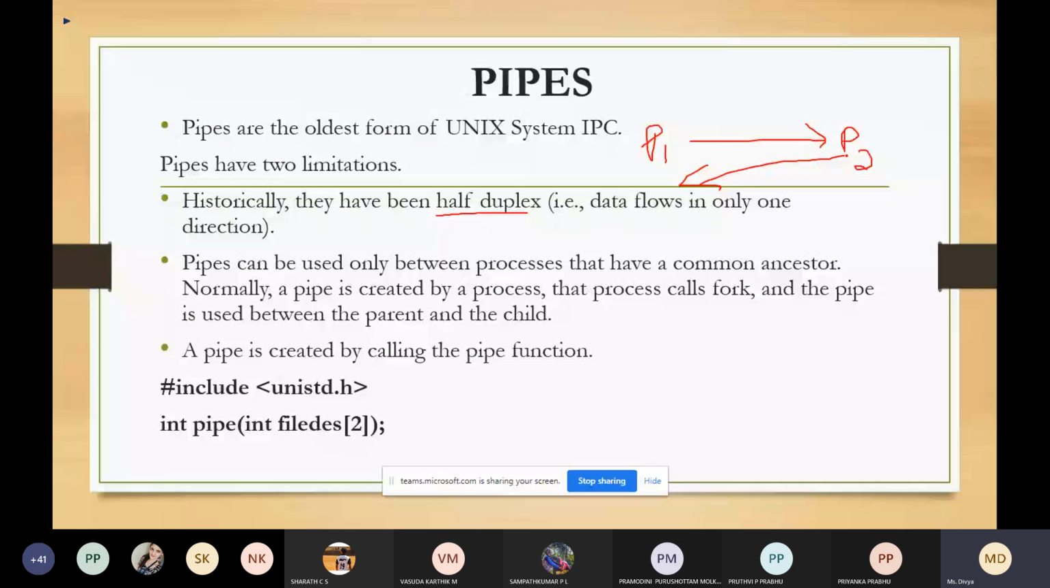The next limitation is that a pipe can only be used between processes that have a common ancestor. That means these two processes should have a common ancestor. Only then can they communicate and transfer data. Normally, a pipe is created by a process. That process calls the fork function, and the pipe is used between the parent and the child.